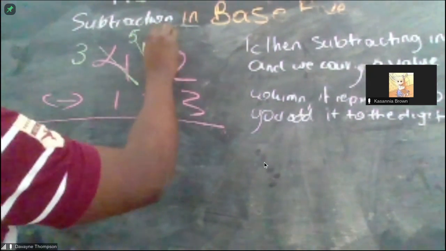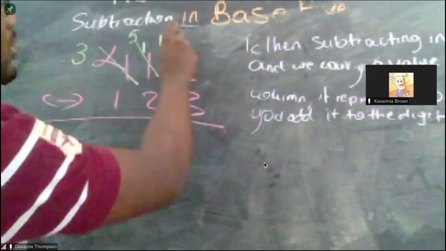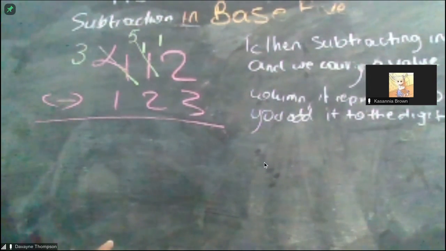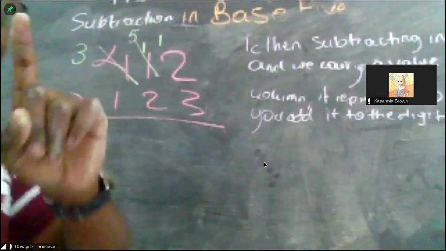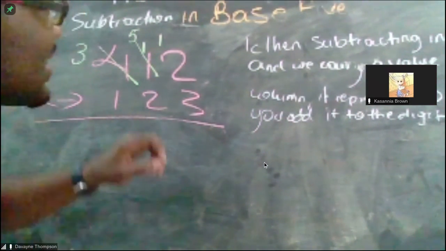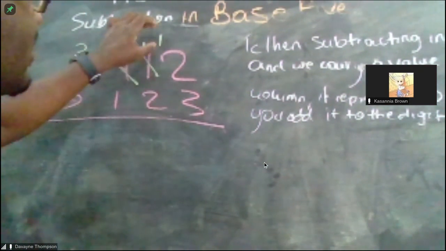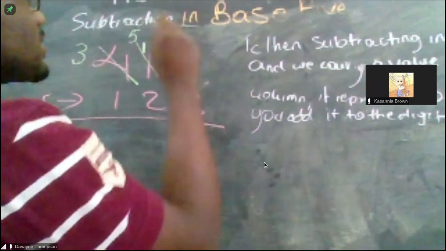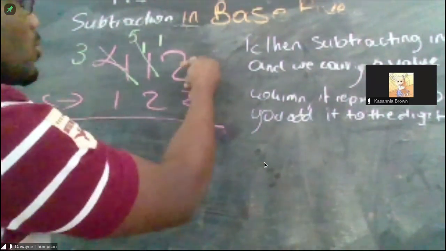So if I put that 1 here, tell me what does this value really mean? What does 1, 2 mean now? 7. Explain that for me. How did you get 7? You said 1 represents 5. Yes, good. So if 5 is represented by 1, that means we have 5 plus 2, which is 7.